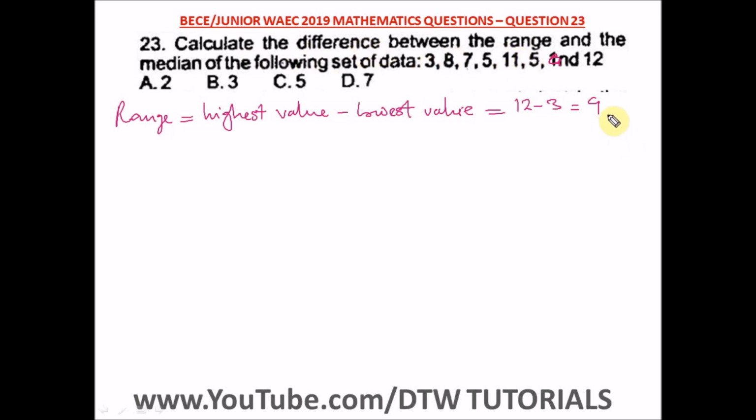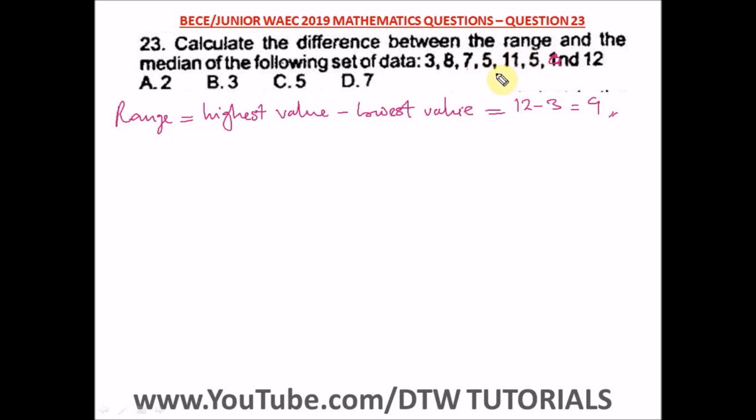Now the next one, because the question says calculate the difference between the range and the median. So we have to get the range, keep it, then we have to find the median, keep it, then we have to now subtract, to know the difference between the range and the median. That is our answer to this particular question. So what's the median? The median is the middle number, the data that falls in the middle.